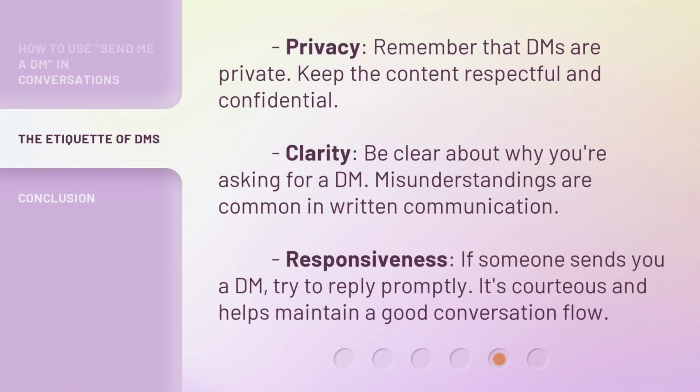Privacy. Remember that DMs are private. Keep the content respectful and confidential. Clarity. Be clear about why you're asking for a DM. Misunderstandings are common in written communication. Responsiveness. If someone sends you a DM, try to reply promptly. It's courteous and helps maintain a good conversation flow.